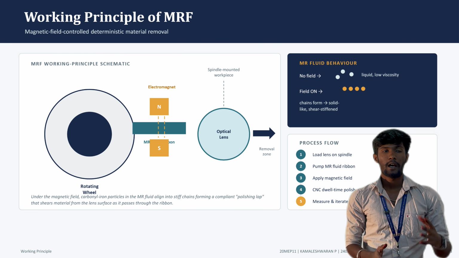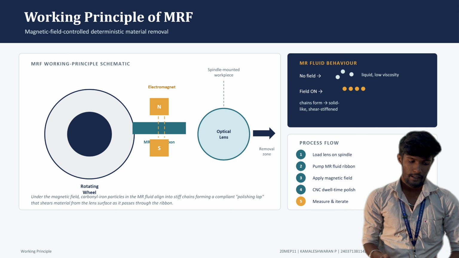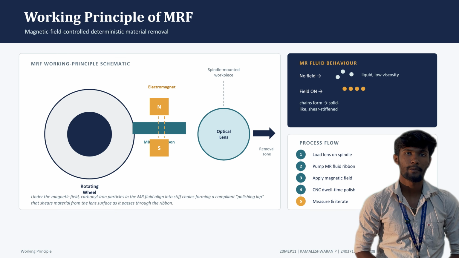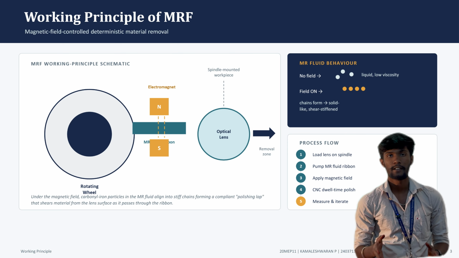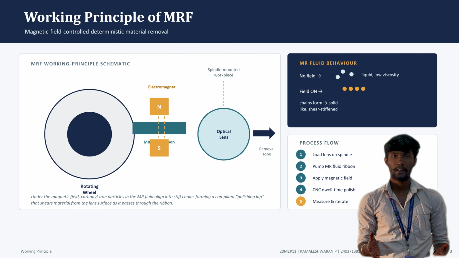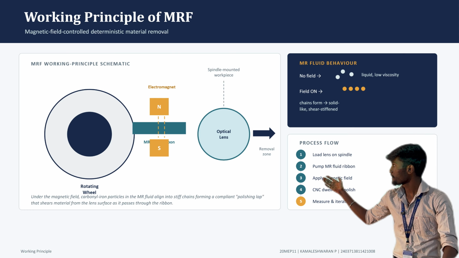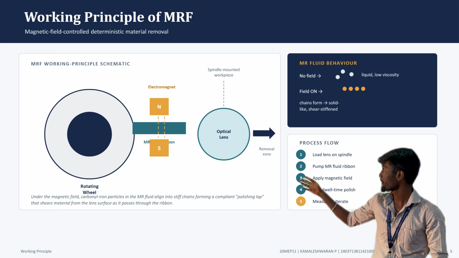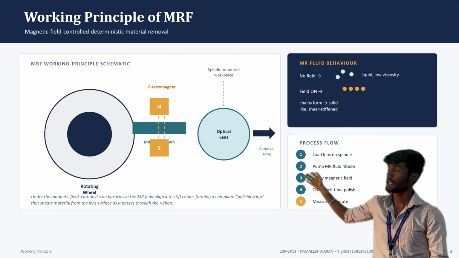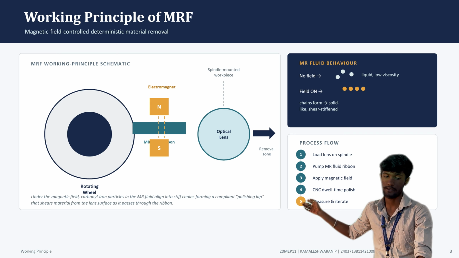Like common unconventional machining processes, this MRF process also contains liquids and electromagnetic particles. When the electromagnetic field is passed through the liquid, the abrasive materials become stiff, which helps in the removal of the material. Here it shows the working principle of the MRF process, where it contains a rotating wheel, a magnetic field, and the optical lens, which is known as the workpiece for this process.